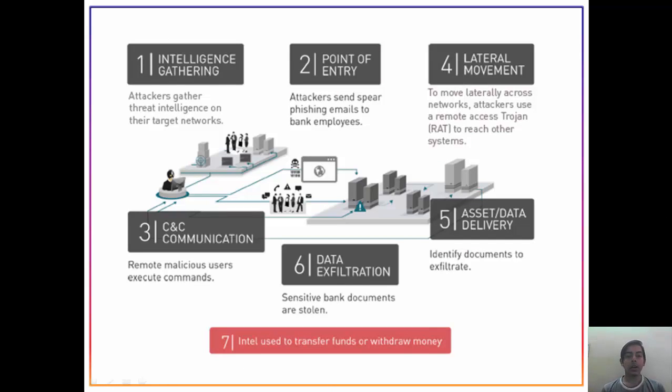Okay, now I'm going to explain all 6 phases of an APT attack in brief. Suppose I want to transfer funds or withdraw money from a specific bank. How do I perform an APT attack on a bank? As you can see here, in the first phase, intelligence gathering, attackers gather threat intelligence on their target network. Point of entry: attackers send spear phishing emails to the bank employees. Command and control communication: a remote malicious user executes the commands. Lateral movement: to move laterally across networks, attackers use a remote access Trojan to reach other systems. Asset or data discovery: identify documents to exfiltrate. And finally, data exfiltration: sensitive bank documents are stolen. This is how an APT attack works.